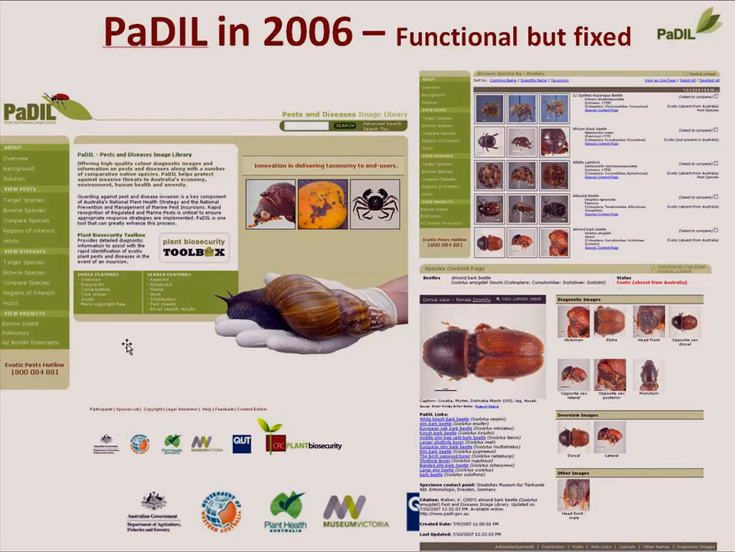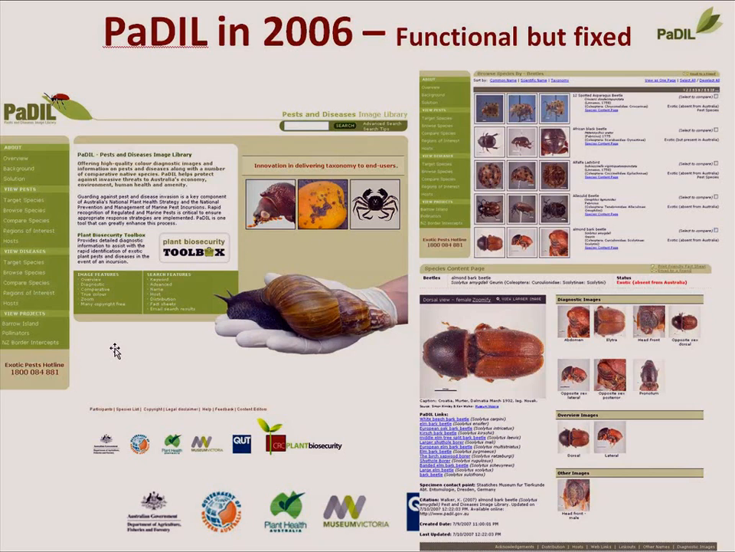I often think of the home page of PaDIL as looking like it had a whole lot of yellow post-it notes stuck on it. Plant biosecurity toolbox was stuck there. Barrow Island and pollinators and New Zealand border intercepts are all stuck there. And anything else that we wanted to add, we just simply extended down on this left-hand column. In a way, the home page and PaDIL was bulging at the seams. It needed to be updated, and so we decided to go back to scratch.